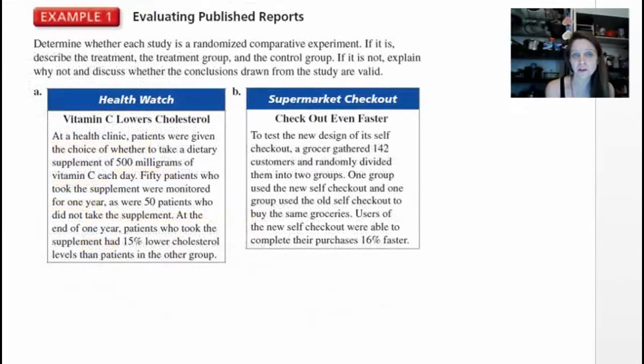Example 1. Determine whether each study is a randomized comparative experiment. If it is, describe the treatment group and the control group. If it is not, explain why not and discuss whether the conclusions drawn from the study are valid.